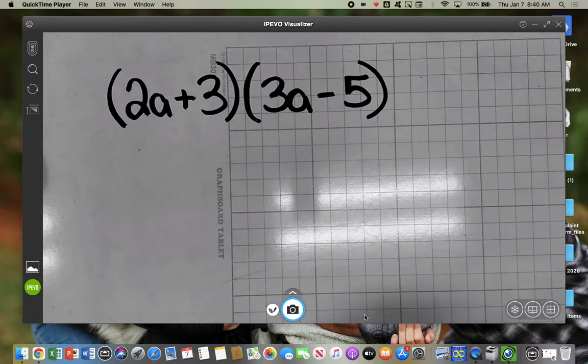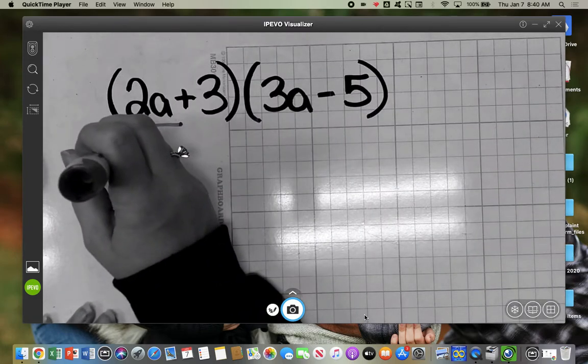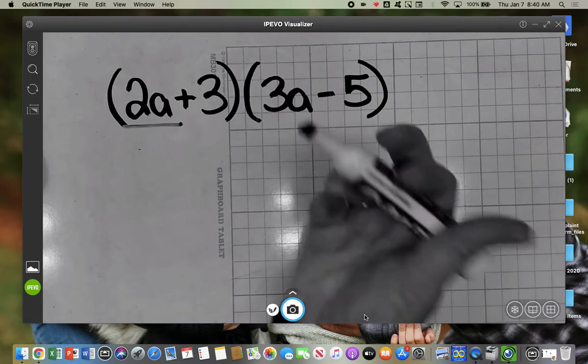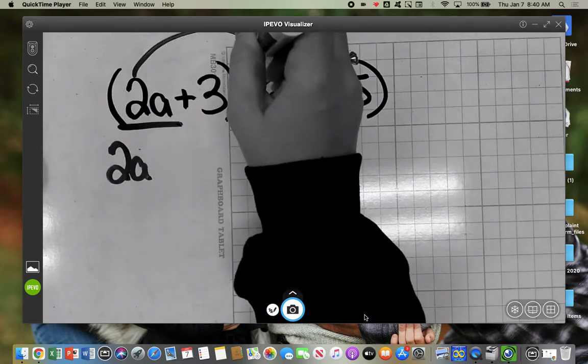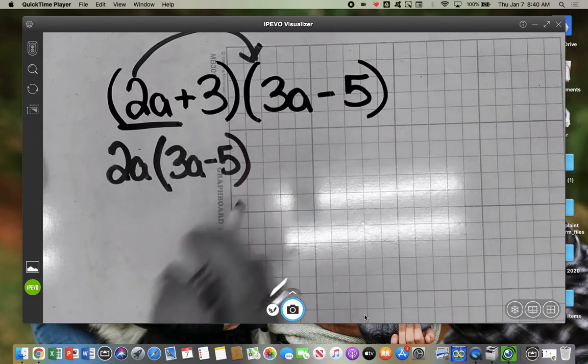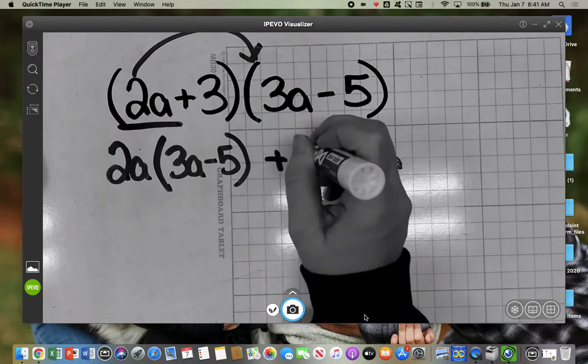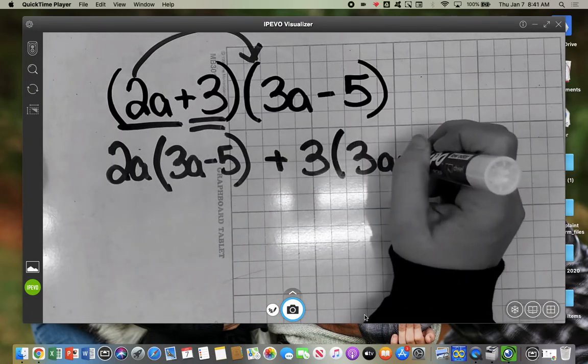What I did yesterday on the video is I just said I'm going to take 2a. Oh, that marker doesn't show up very well. All right, I'm going to take 2a and I'm going to multiply it over to this parenthesis. And then I'm going to take the 3, the second term, and distribute it.